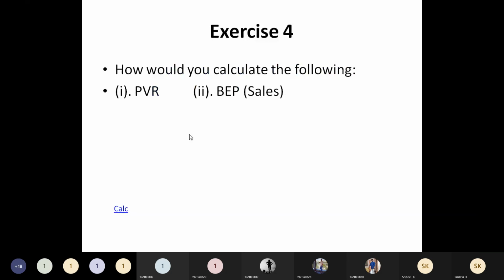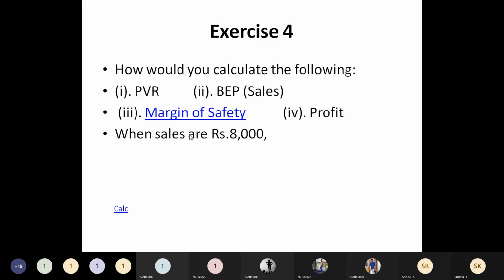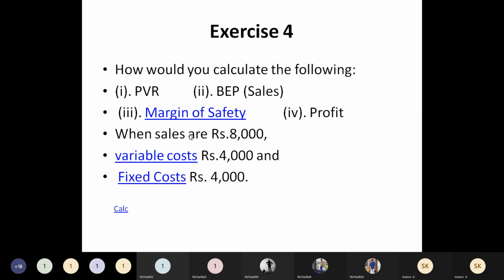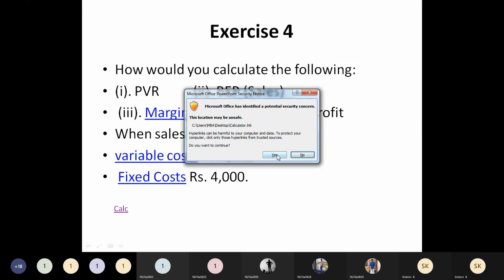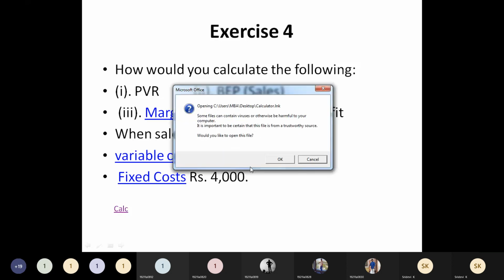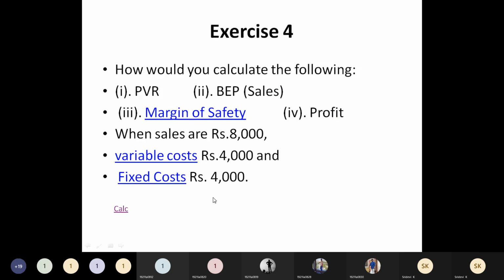in which you need to calculate the profit. So this is the additional step that you need to calculate. I think you may be able to do the PV ratio, BEP and margin of safety for this problem. Only the new thing that we are going to discuss here is how to calculate the profit. So let us see how to calculate this.